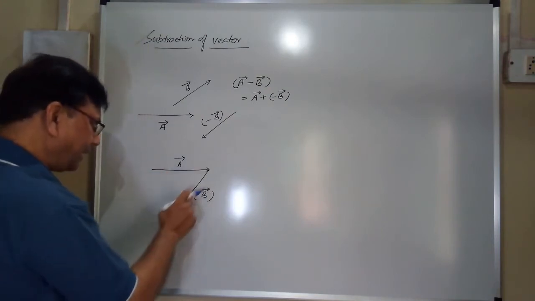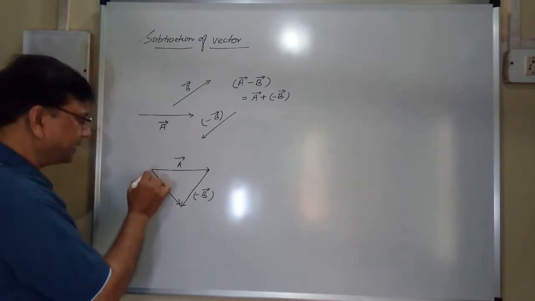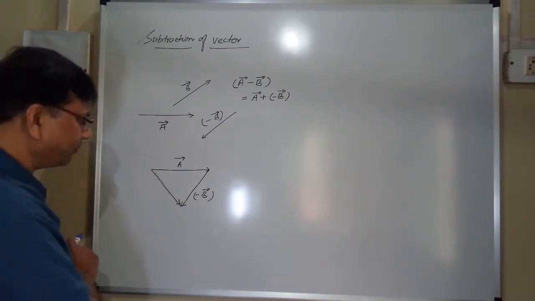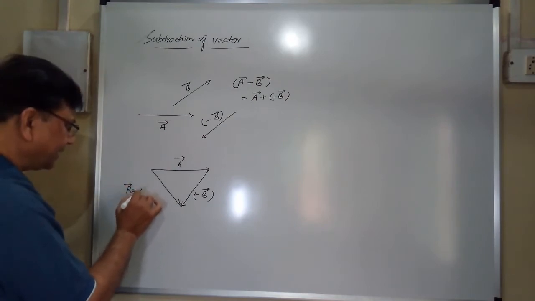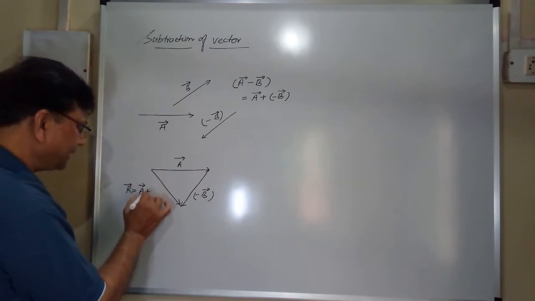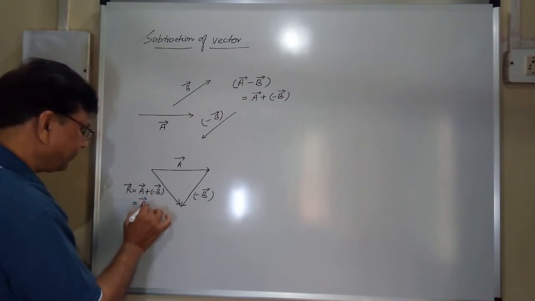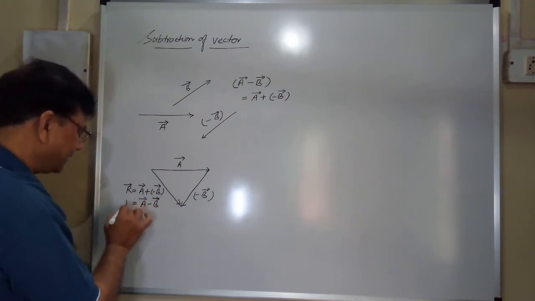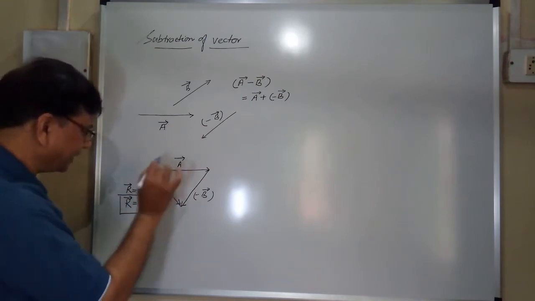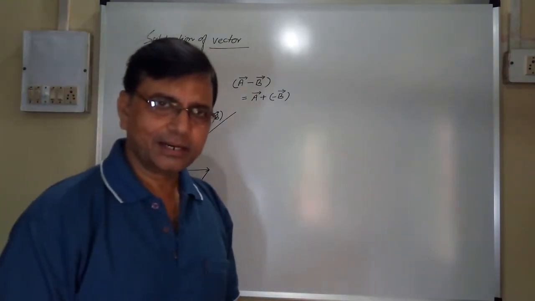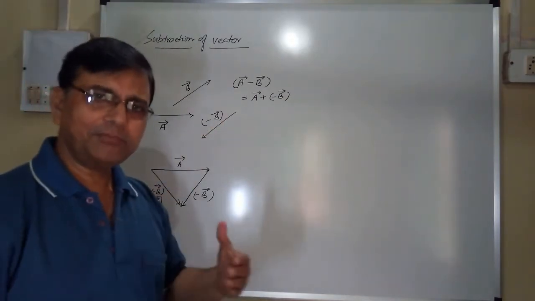Now A and minus B is added, so this vector directed from the tail of A to the head of minus B, and suppose this is the vector R, then this represents A vector plus minus B vector, that is equal to A minus B vector. Therefore R vector is equal to A minus B. So how is the subtraction being done? Graphical method. You can see first the negative of the vector we are taking, and then we are adding it.